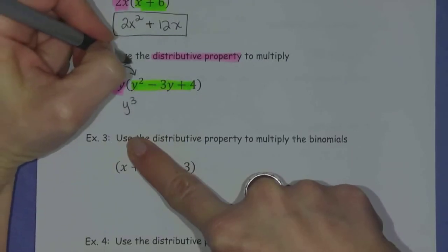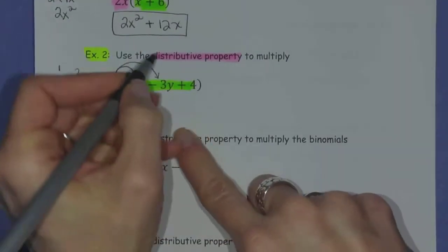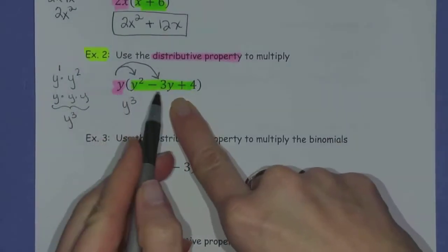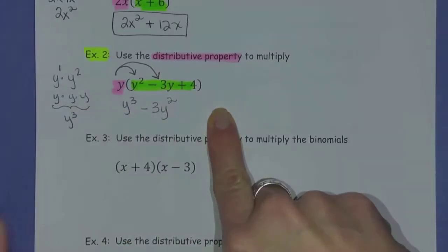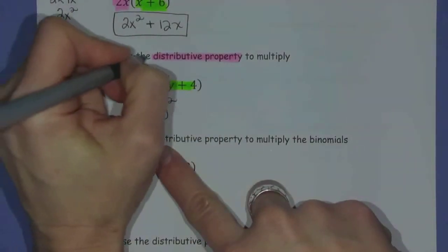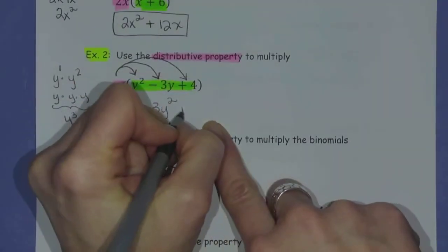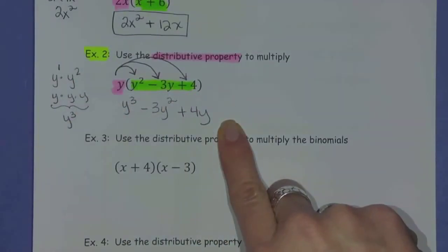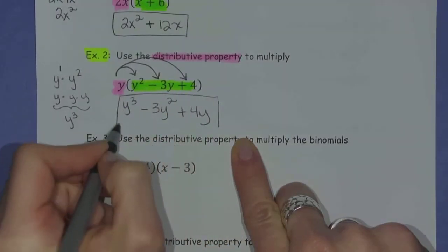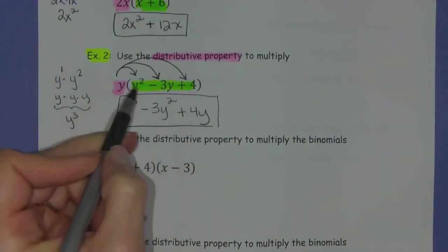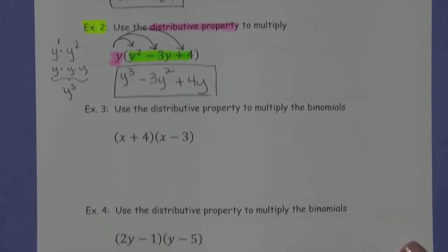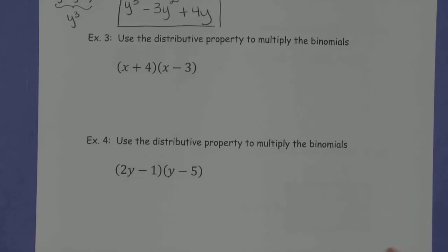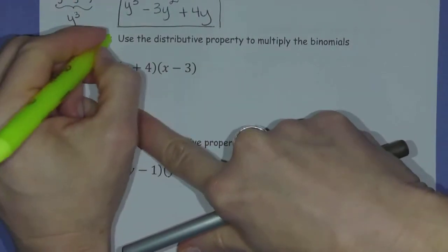Now we're going to take y times the next term inside the parentheses, y times negative 3y. That's going to be negative 3y squared. And finally, y times positive 4y. Final answer. This is pretty simple. I mean, we're distributing, but we're also using our product rule that we've been studying in this chapter. Okay, here's where it starts to get interesting. And some of you have come to this on ALEKS, so this is going to look pretty familiar.